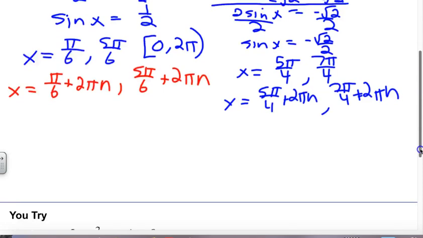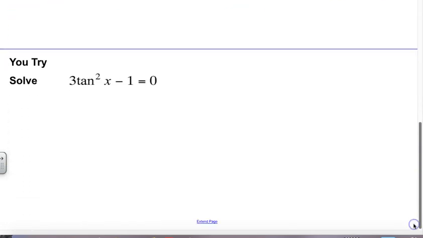All right, so go ahead and pause the video and try this one right here on your own. Now, the difference on tangent is that tangent has a period of pi. So, you know, we add 2 pi n. For tangent, you would just add pi n because it repeats itself every pi radians. All right, so go ahead and try that one, and we'll go over it.